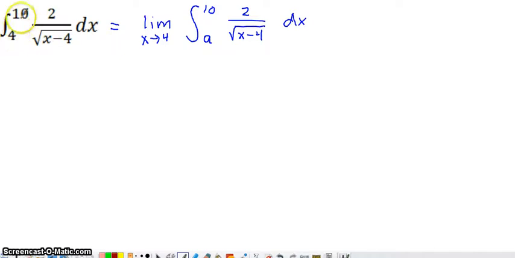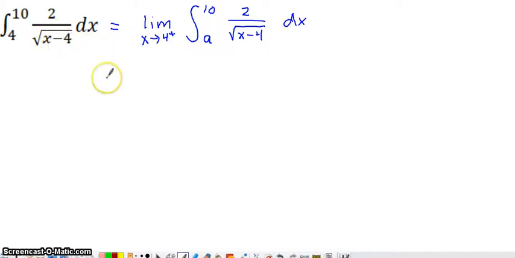This interval from 4 to 10 is okay. The other side of 4 is not okay. I can't put a 3.5 into this function. I'd get the square root of a negative then. Those values wouldn't be in the domain of this function. So I am only allowed to approach 4 from the bigger side, or else I'm going to have an issue because of the nature of this integrand right here.